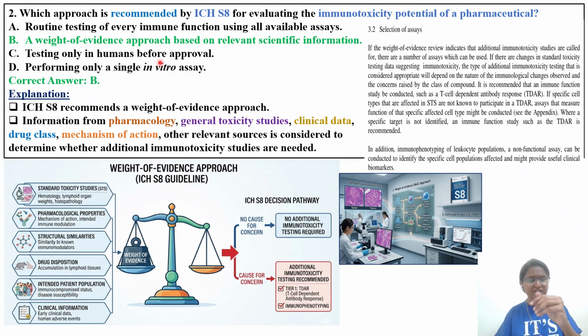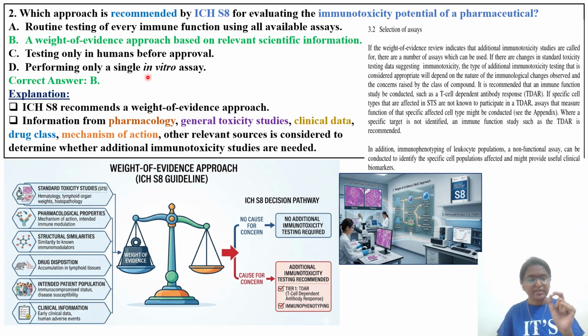Before initiating phase 1 or phase 2, this immunotoxicity related data should already be available and you have to submit it to the regulatory agency. Only then will they give you a green signal to go for the phase 1 trial. Okay. Next one is performing only a single in vitro assay. Always remember, whenever we establish some toxicity of a chemical and this particular drug is going to cause potential adverse effects, you're not going to rely on a single assay. You have to have a battery of assays or confirmation assays.